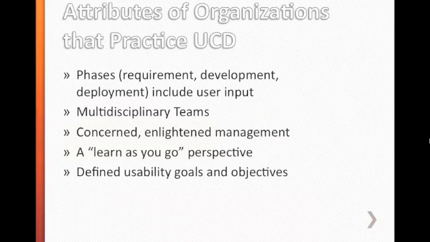So attributes of organizations that practice user-centered design. So what you do is you have phases, which is normally how it goes. You have requirements, so you have a bunch of engineers that get together and they write requirements for the product. They say, this product shall do X, Y, Z. This product shall do F. Like this product shall be able to complete a task in so many minutes. Those types of requirements. The next thing after you write your requirement documents is it goes to development.